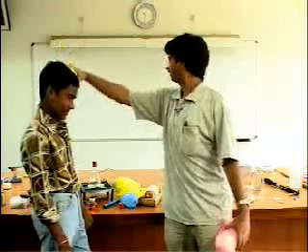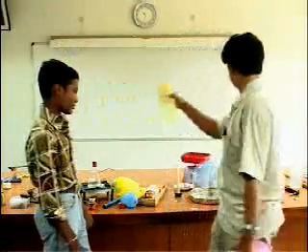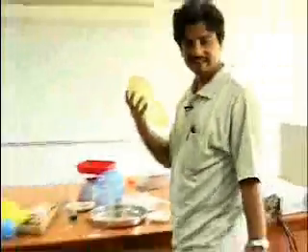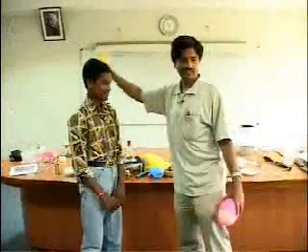Now this is sticking to this wall. See how it is sticking to this wall. This is again because of the charge. The balloon is charged. By rubbing, I am making it charged. When I stick it to a wall, it attracts the wall, or the wall attracts it.